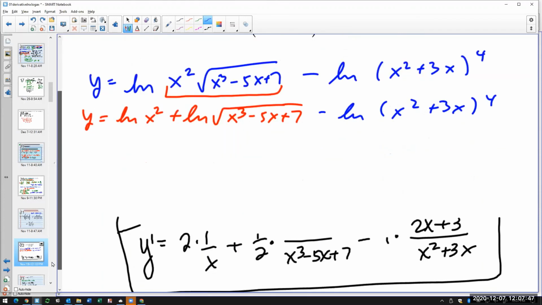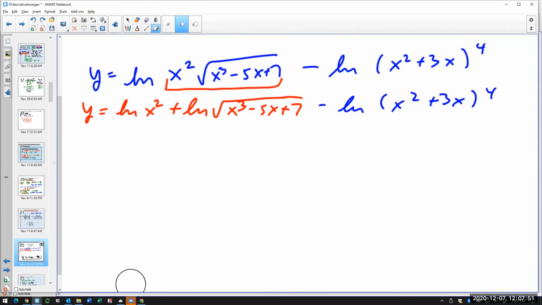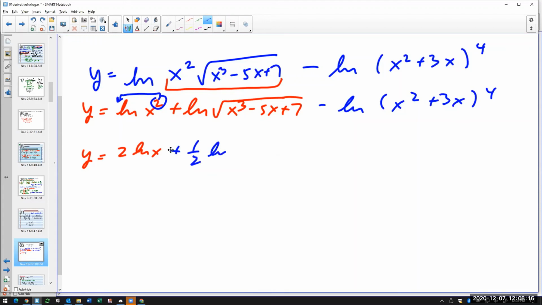And then I'm going to suggest something that you don't have to do, but it does make things easier if you see it. Do you see this 2? You could bring it to the front, because remember, if you have a power with a log, you can bring it to the front. Now, not the very front, just in front of the log. So it's 2 ln of x. This power here, what power did it really have? 1/2. So it's still a plus sign, 1/2 ln of x cubed minus 5x plus 7.